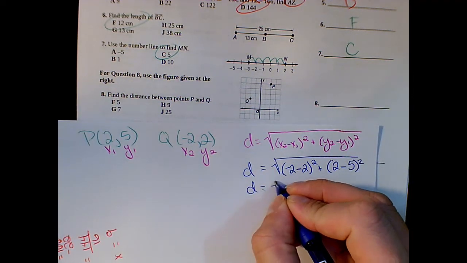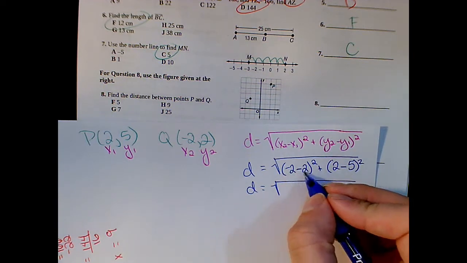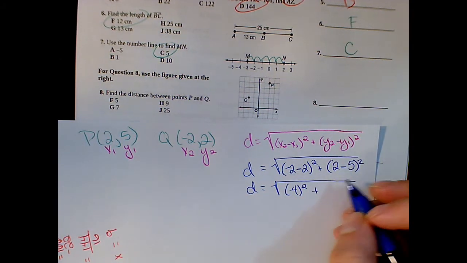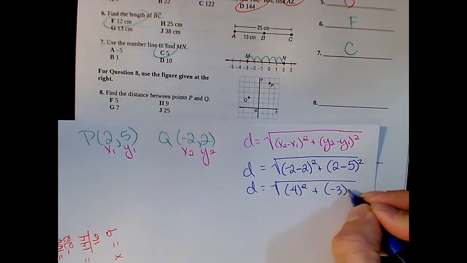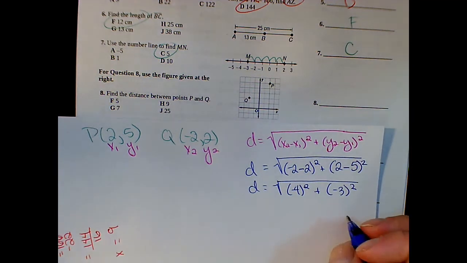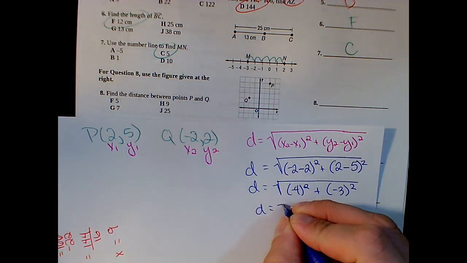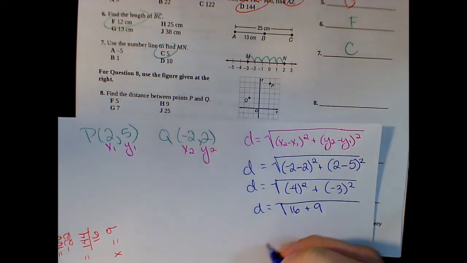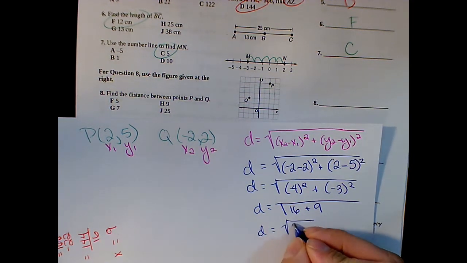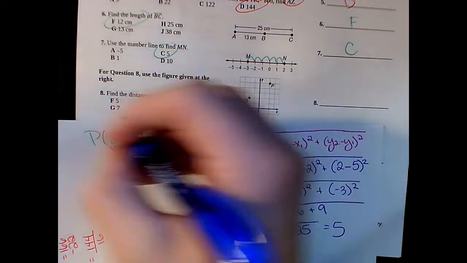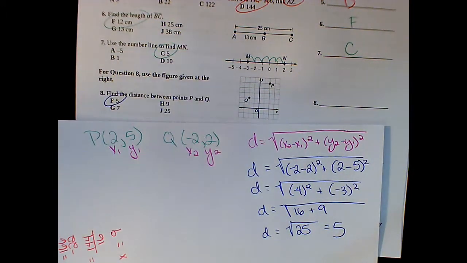D equals -2 minus 2 is -4 squared, plus 2 minus 5 is -3 squared. D equals 16 plus 9. D equals the square root of 25, which is 5. So the distance between P and Q is 5.